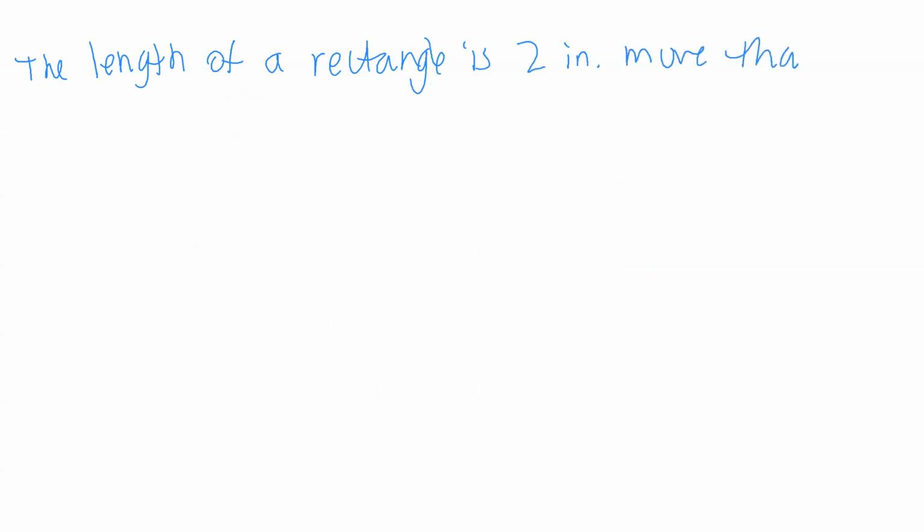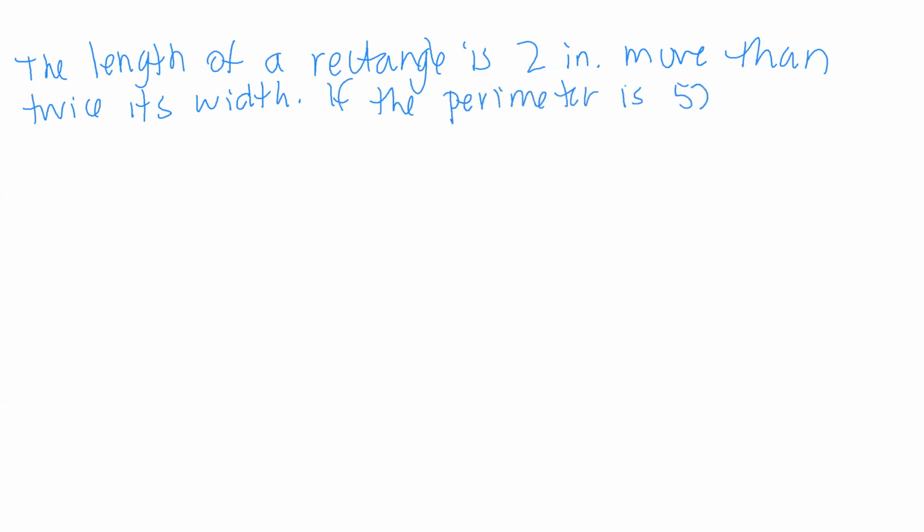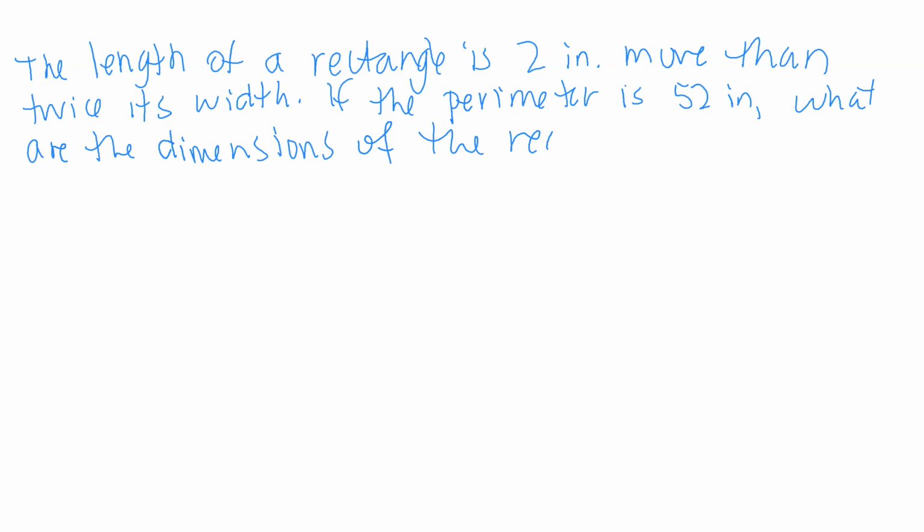The length of a rectangle is 2 inches more than twice its width. All right. And then we go on to say, if the perimeter is 52 inches, what are the dimensions of the rectangle?